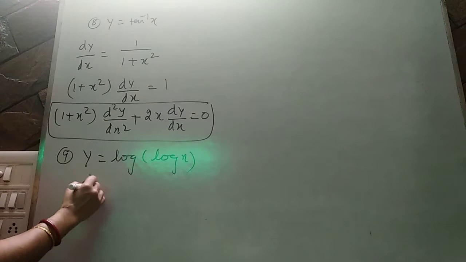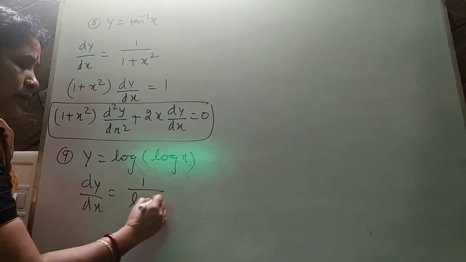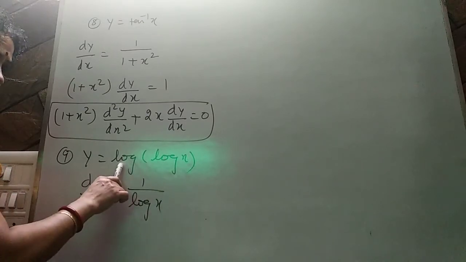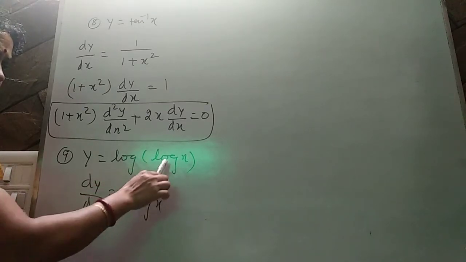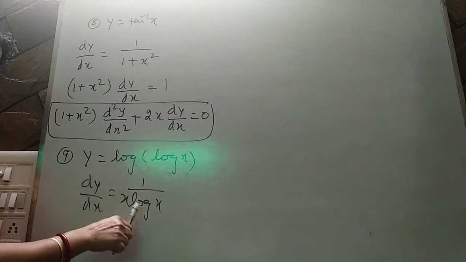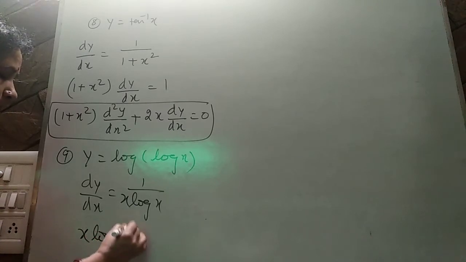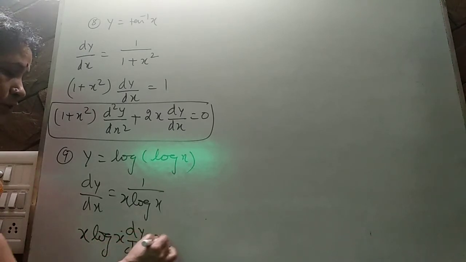If I differentiate dy by dx, first derivative, the differentiation of log x is 1 upon log x into the differentiation of log x. Now, I told you to try to avoid the quotient rule, so take this term x log x into dy by dx equal to, we will get 1.